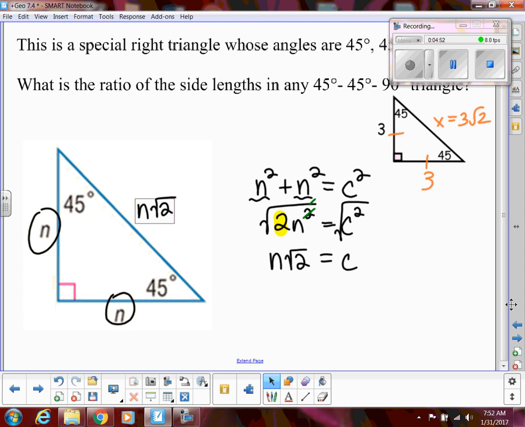Based on the Pythagorean theorem, and it makes sense to be multiplying these legs by something to make that larger hypotenuse. All right, so let's apply that.